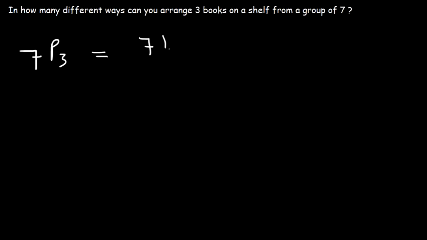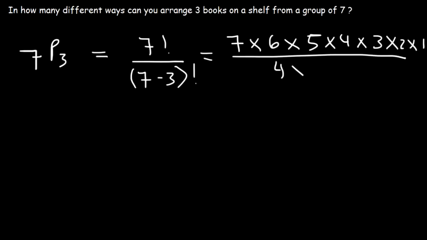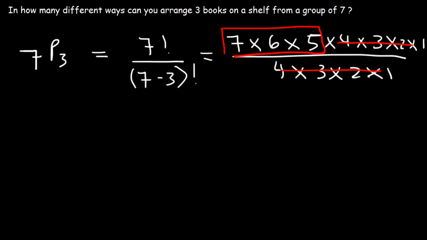So this is going to be 7 factorial divided by the difference between 7 and 3. 7 factorial is 7 times 6 times 5 times 4 times 3 times 2 times 1. 7 minus 3 is 4, and 4 factorial is 4 times 3 times 2 times 1. So we can cancel these numbers, leaving behind 7 times 6 times 5. Now 6 times 5 is 30. And we know that 3 times 7 is 21. So 30 times 7 is 210.